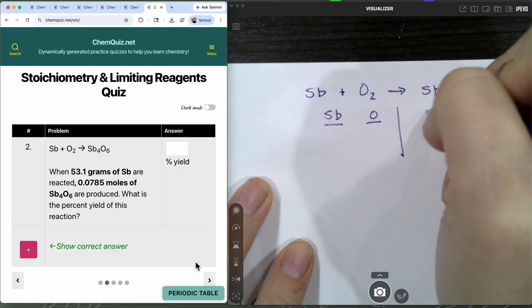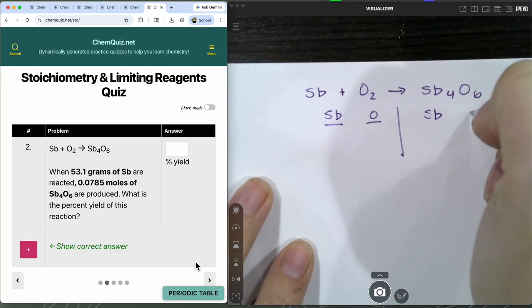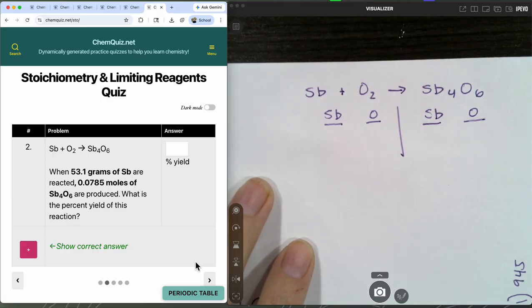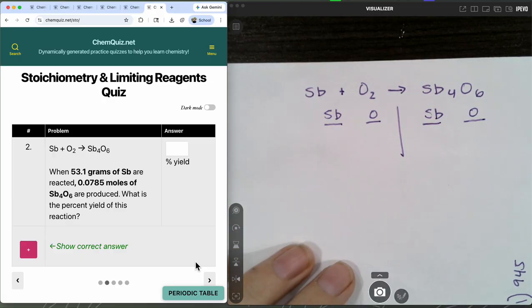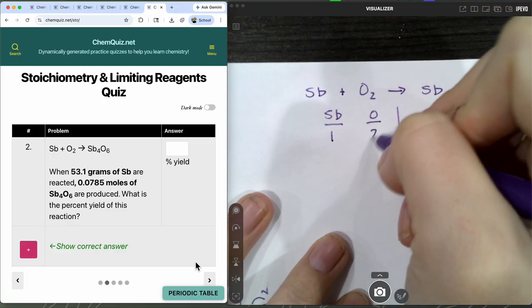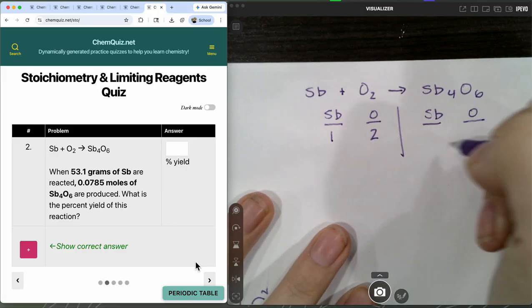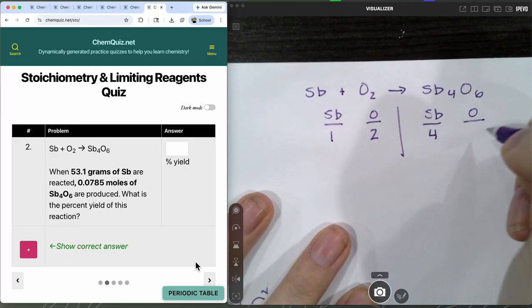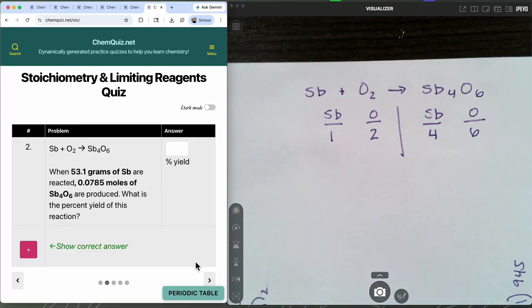And if you're watching this later, pause it. Let's balance this. All right, talk me through it. We have 1 SB and 2 O's. Okay, 2 oxygen. What do you see on the other side? We have 4 SB and 6 oxygen. Okay. What do you want to do?